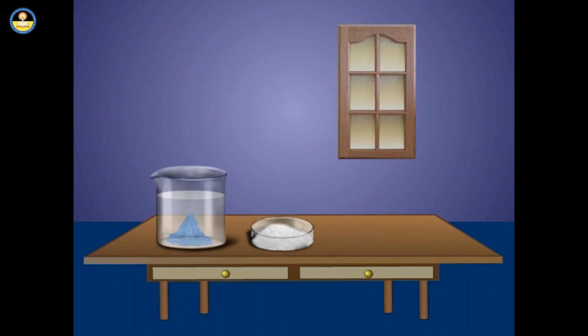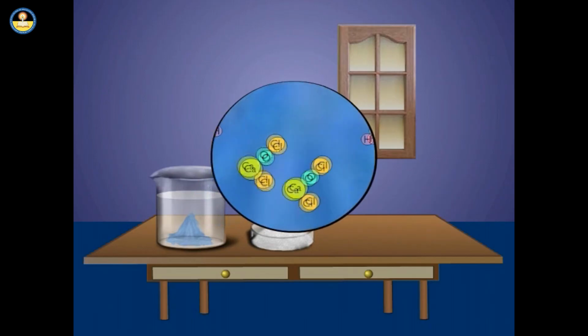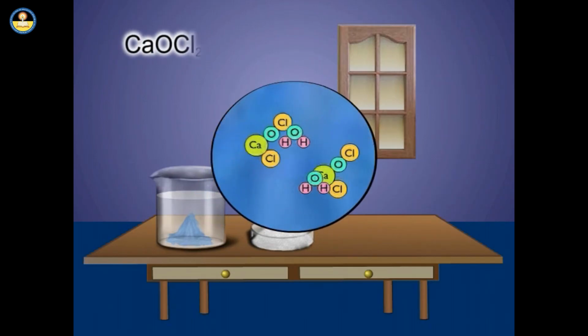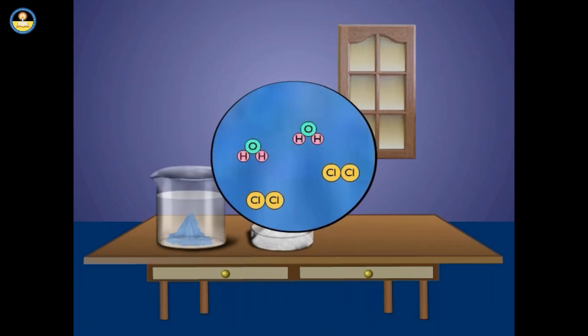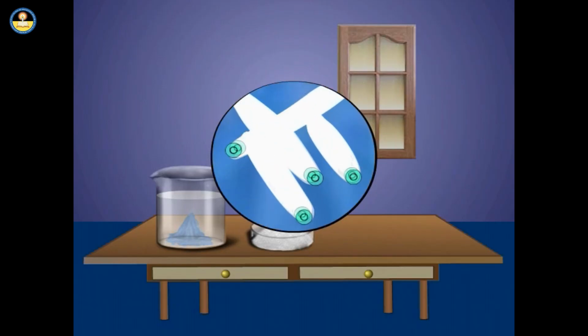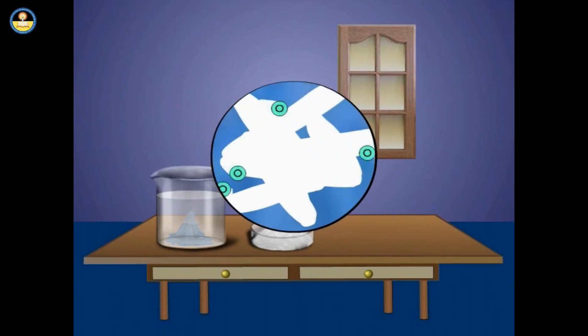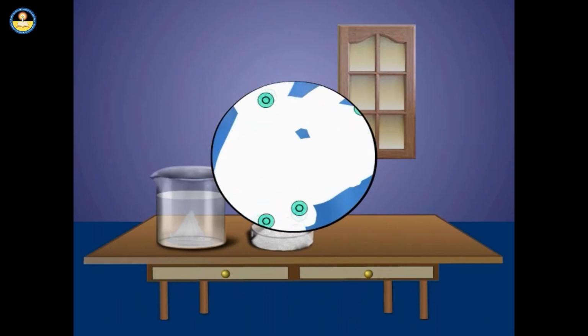When a cloth piece is dipped in it, changes taking place at micro level are shown. CaOCl2 reacts with water to give Ca(OH)2 plus chlorine. The chlorine gas which is liberated reacts with water to form HClO and HCl, and it decolorizes the cloth.